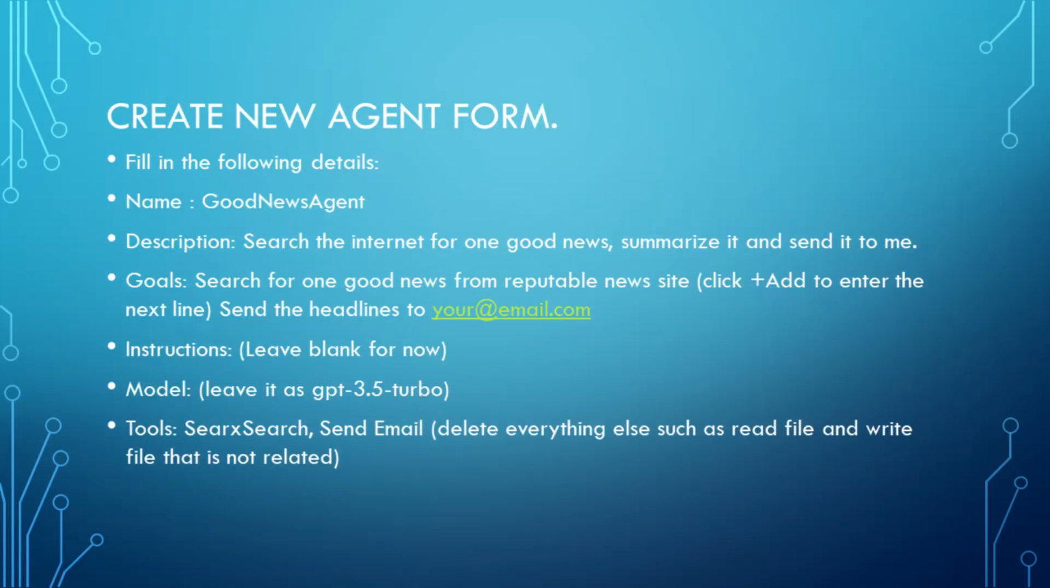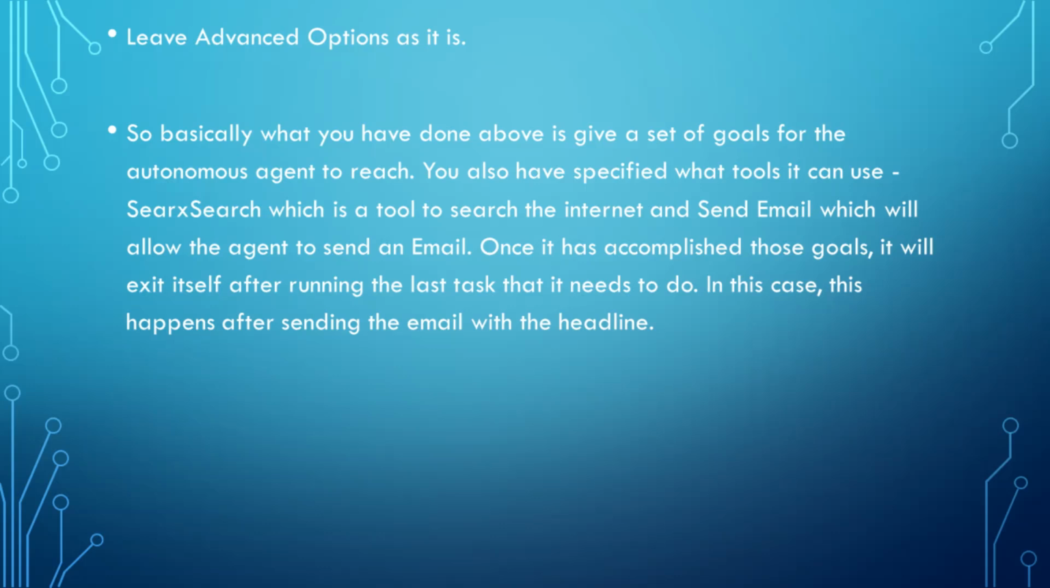Create New Agent form. Fill in the following details. Name: Good News Agent. Description: search the internet for one good news, summarize it, and send it to me. Goals: search for one good news from a reputable news site. Click Add to enter the next line. Send the headlines to youremail.com. Instructions: leave blank for now. Model: leave it as GPT 3.5 Turbo. Tools: Search, and Send Email. Delete everything else, such as Read File and Write File, that is not related. Leave advanced options as they are.